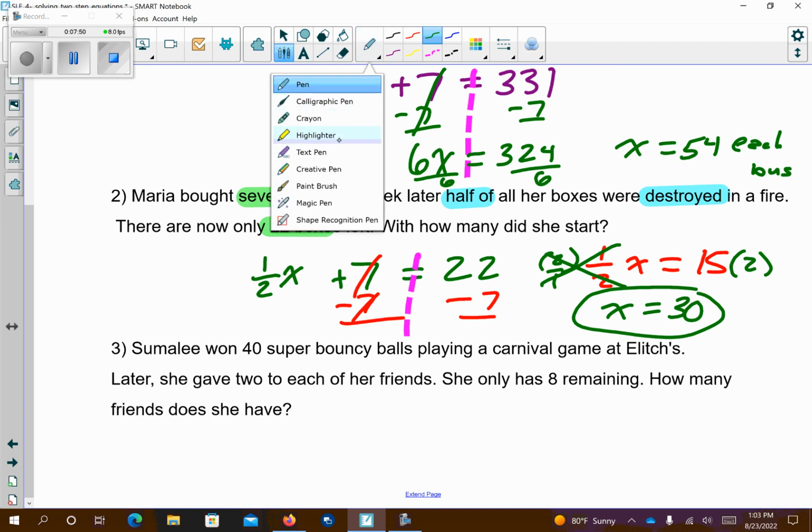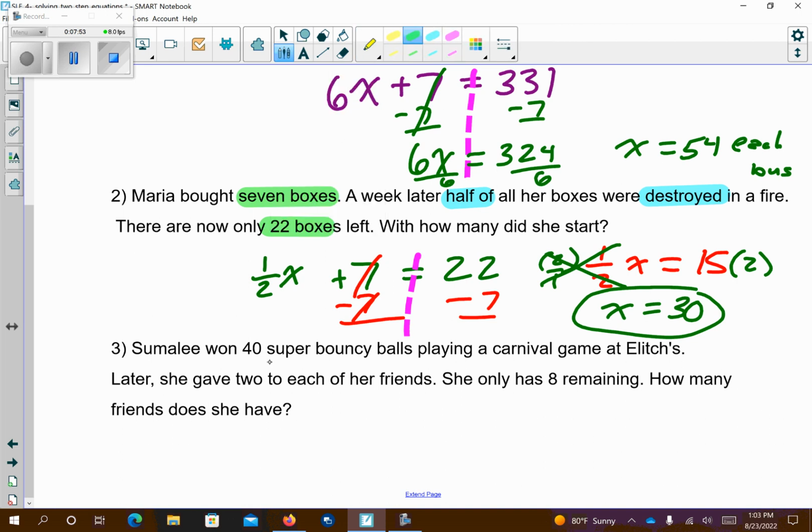Okay, next problem, we're going to go back to highlighter. Sumali won 40 super bouncy balls playing a carnival game at Elitch's. Later, she gave 2 to each of her friends. She has only 8 remaining. How many friends does she have? Well, so that's her total, 40 balls. She has 8 remaining, and she gave 2 to each of her friends. But we don't know how many friends there are. So that means 2x, that's 2 to each. She has 8 remaining, and she started with 40 balls that she had won.